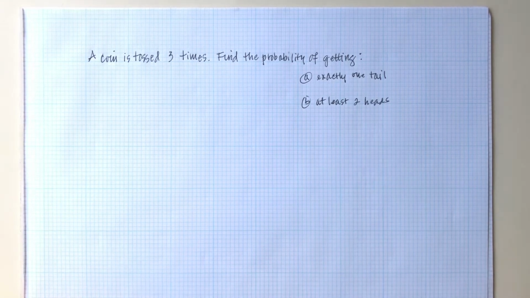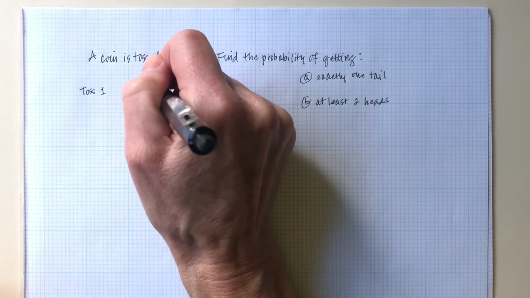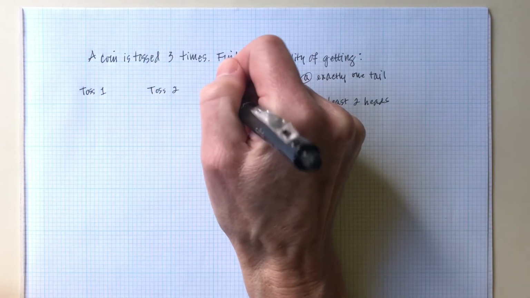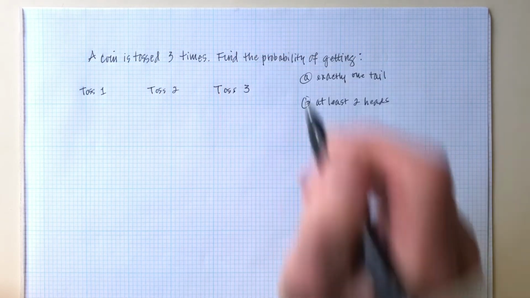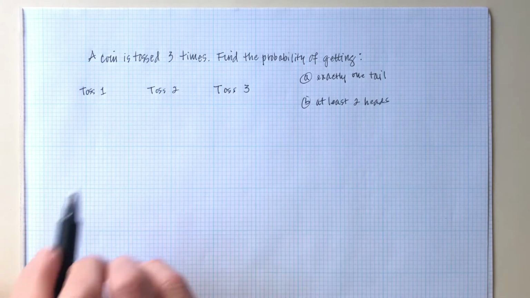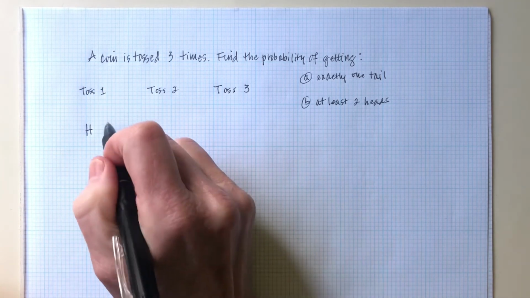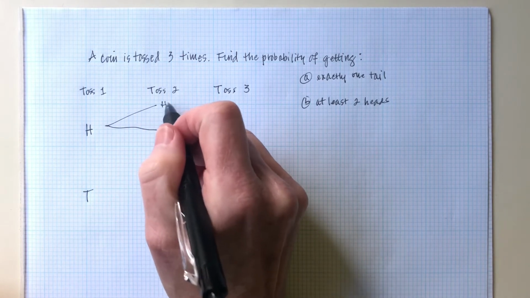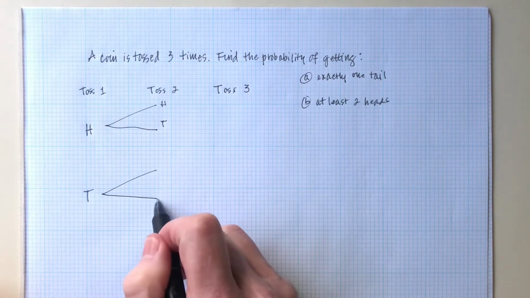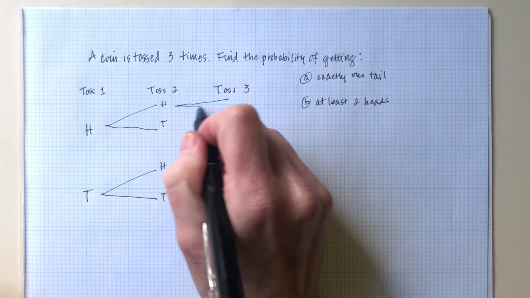The best way to do this is to set up a tree diagram because we want to reflect each scenario of each coin toss. So I'm setting up some columns here to reflect, okay, we're going to toss the coin 3 times. So on the first toss, your options are you either get heads or tails. And on the second toss, you'll either get heads or tails. So we reflect that here in this column. And then on the third toss, you'll either get heads or tails.